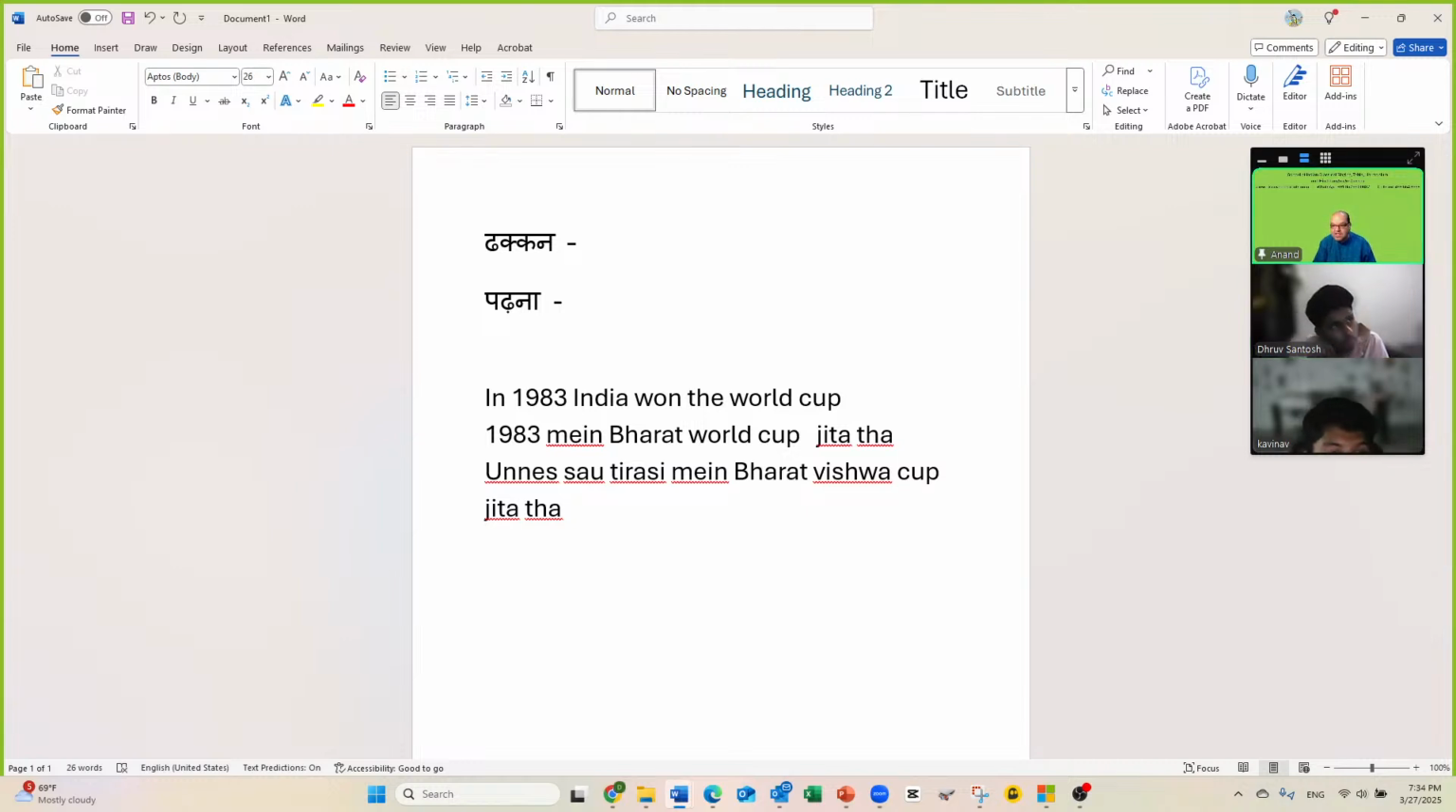Kavinav, I can't see your face. Can you adjust your camera a little bit? Kavinav, I'm going to write a sentence which you will read for me.